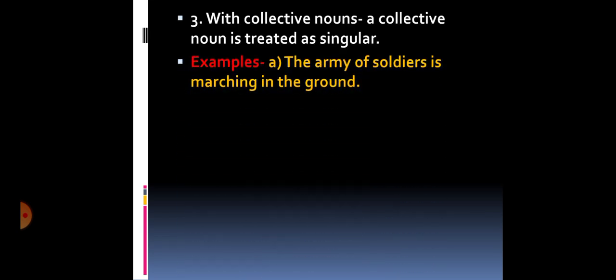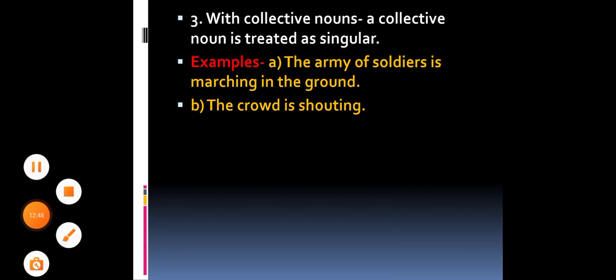Third, singular verbs are used with collective nouns. A collective noun is treated as singular. For example, the army of soldiers is marching in the ground. Another example, the crowd is shouting.